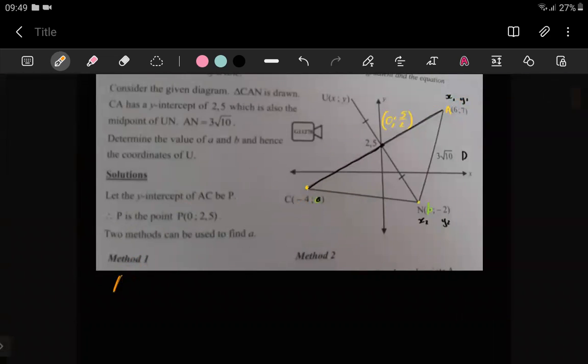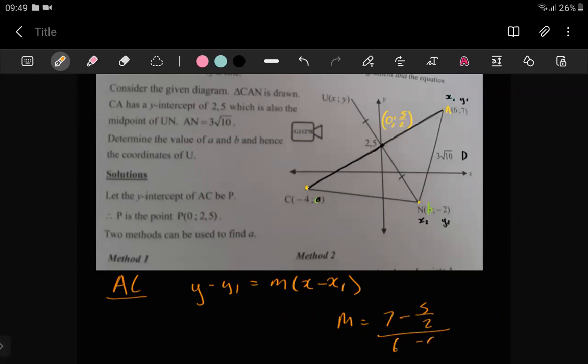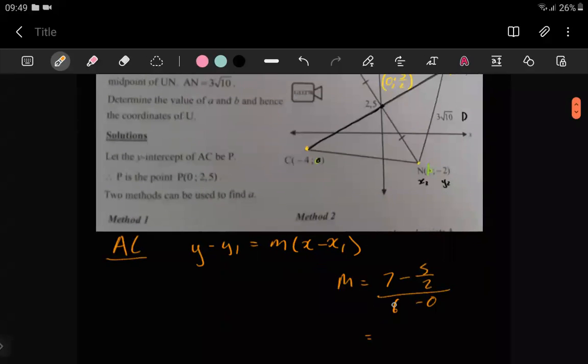So the equation of AC, we know that we can just say y minus y1 equals m times x minus x1. But then we need m first. You see, m is going to be equal to 7 minus the 5/2 there, and then 6 minus the 0. And then what does this give us in the calculator?